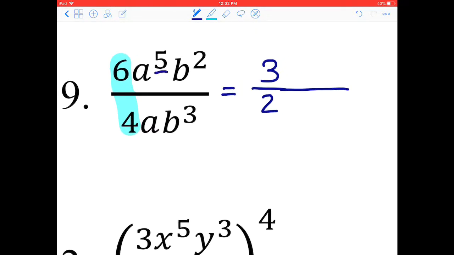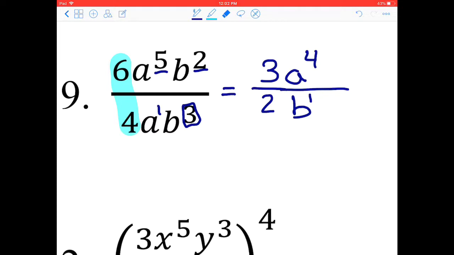So for a, 5 minus 1 is a to the 4th, and we put it in the top because the top has the highest exponent, which is a 5. And then for b, 3 minus 2 is 1, and that stays in the bottom because the 3 is the highest exponent in this problem.